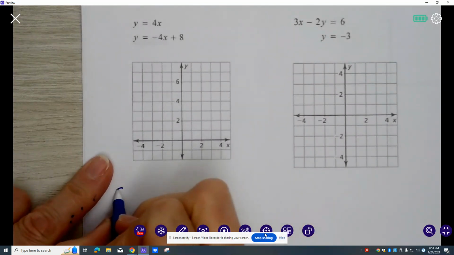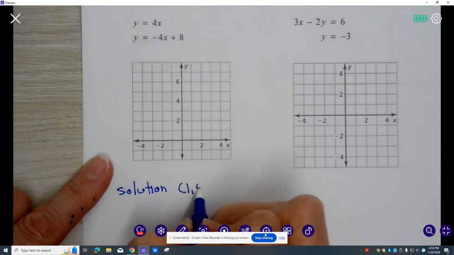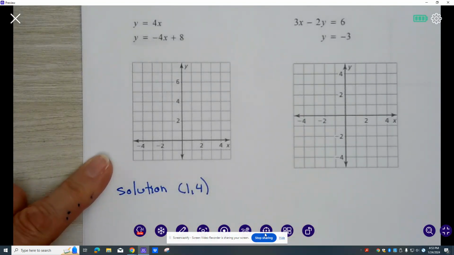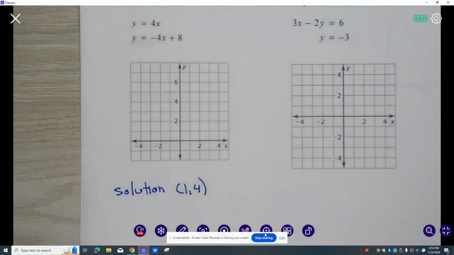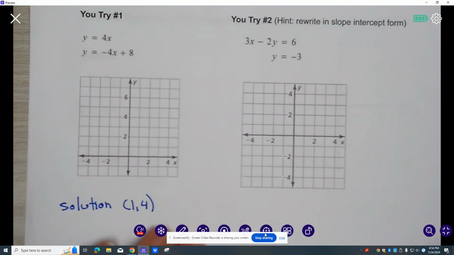So the solution that you should get for this one is 1, 4. And the solution that you should get for this one, ooh, I didn't do this one. I will figure it out really quick for you. Actually, I won't figure it out really quick for you. We'll just go over the answer to this one in class. I'll let you give me the answer to this one in class.